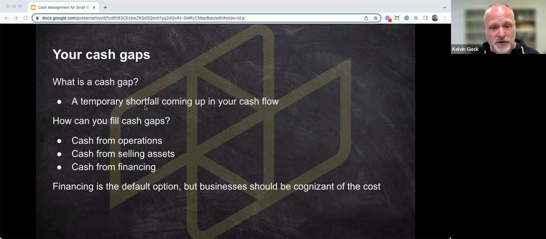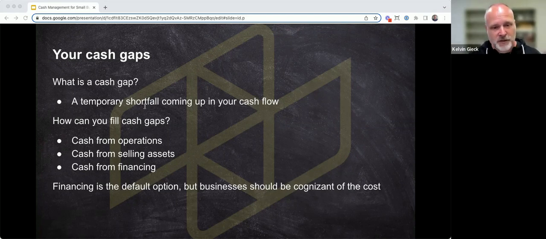Or on a longer term time horizon, it could be that your business is cash flow positive year over year, but within the year, seasonality could put your company into a negative cash position for a portion of the year. These are all cash gaps. And cash gaps can really only be filled in a few different ways. You can generate additional cash from operations, you can generate additional cash from selling assets, or you can generate additional cash from financing. You could also do it from outside investment, but because this is a short-term situation, it's probably not likely that you'll go that route.